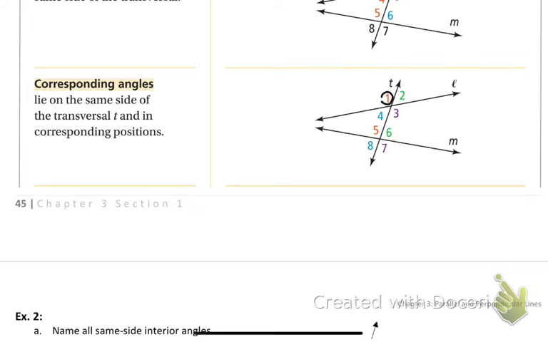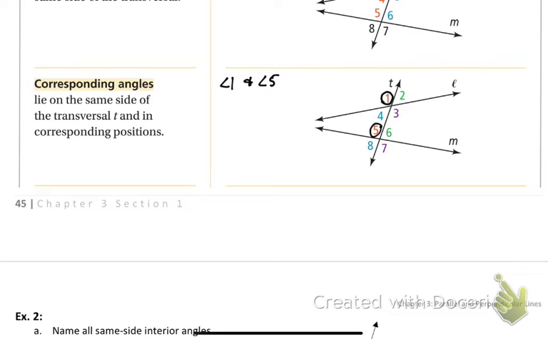Let me circle those real quick. I'm going to throw a circle around it. I'm going to list angle 1 and angle 5 as corresponding. Now, here's how I look at corresponding angles. Do you see how 1 is in the top left? I look at the next group. Do you see how that's in the top left as well? That's what they mean by corresponding positions. Top left, top left. Can someone pick out another pair?